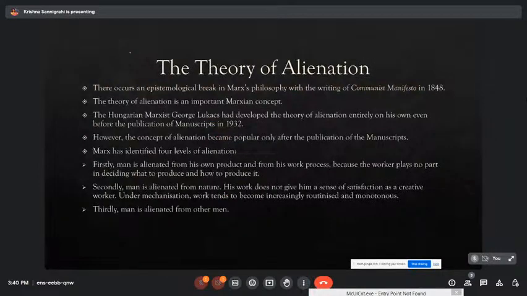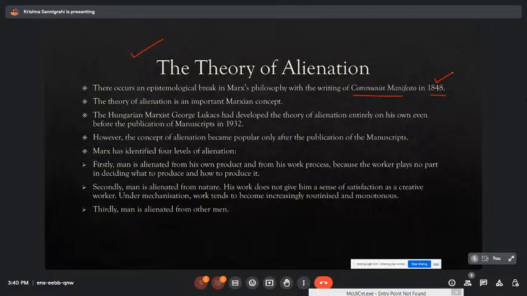Now we come to the theory of alienation. So there occurs an epistemological break in Marx's philosophy with the writing of Communist Manifesto in 1848. And we get the idea of the theory of alienation from here. So Communist Manifesto in 1848. Right? So, the theory of alienation is an important Marxian concept.